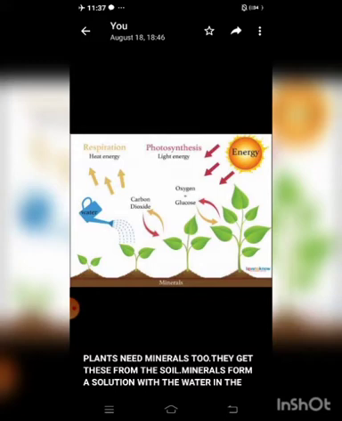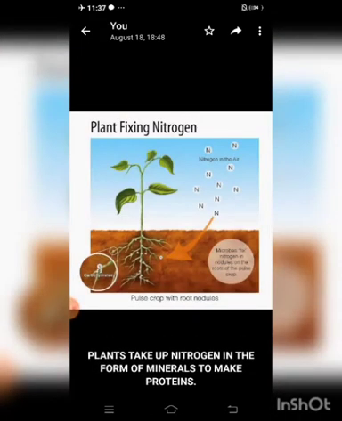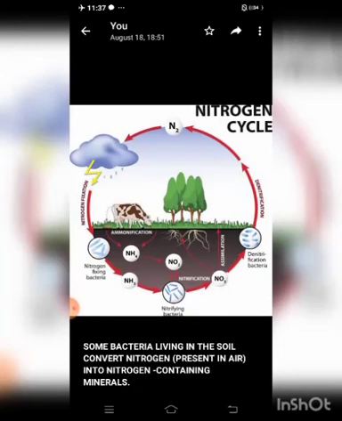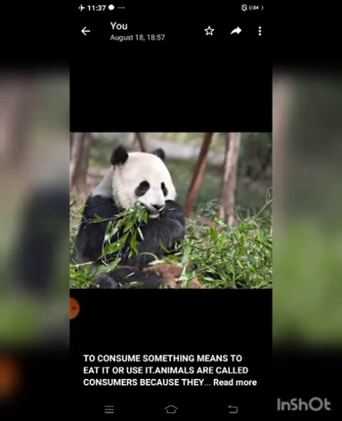Plants need minerals too. They get these from the soil. Minerals form a solution with the water in the soil. Plants take up nitrogen in the form of minerals to make proteins. Some bacteria living in the soil convert nitrogen present in air into nitrogen-containing minerals.